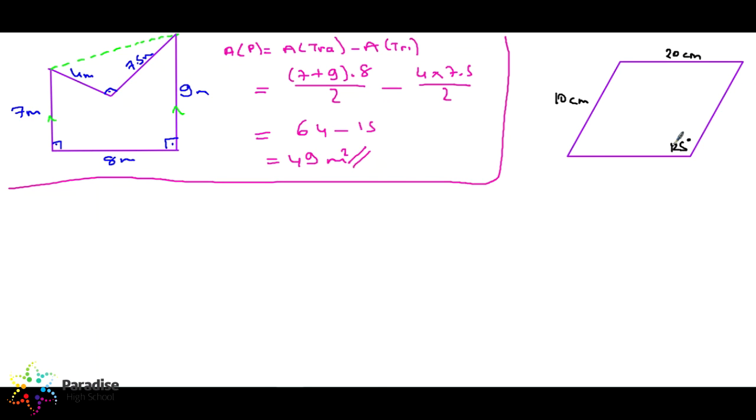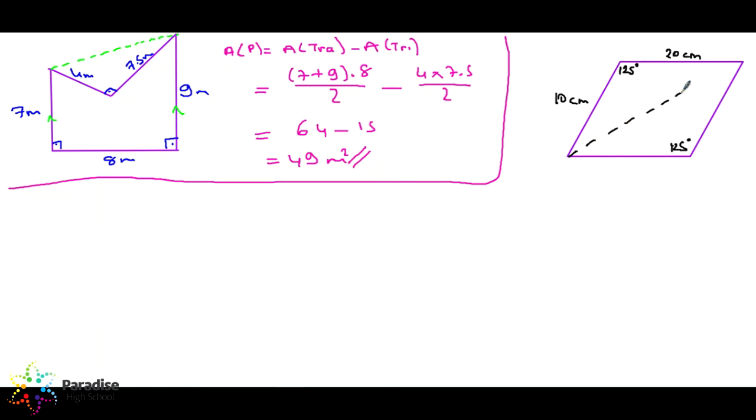What is the rule of the parallelogram? Properties of the parallelogram? All opposite sides are equal, isn't it? If that is 125, this has to be 125. This is not a regular polygon. This is a parallelogram. What we are going to do, we will divide it into two pieces.